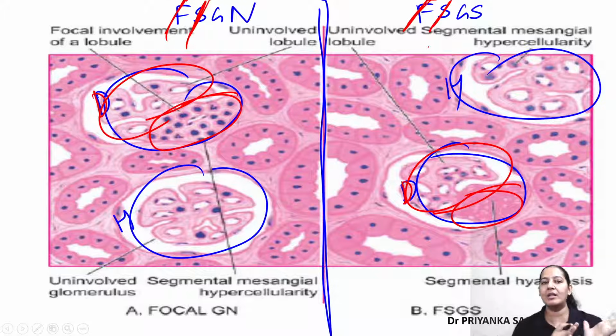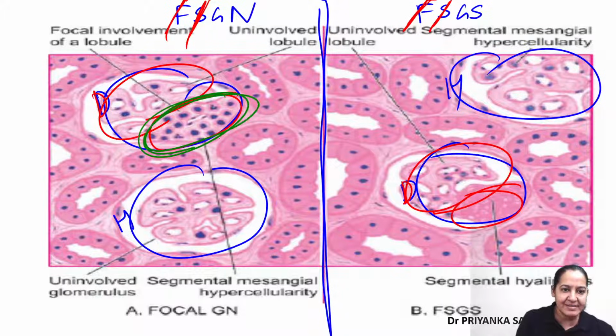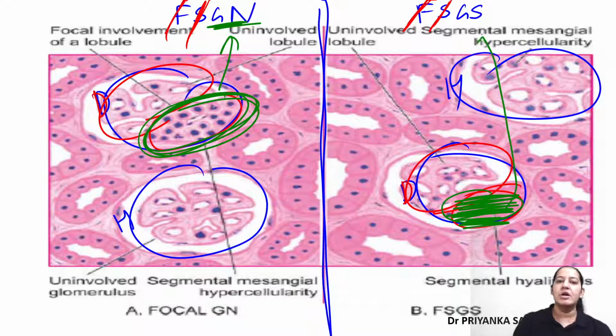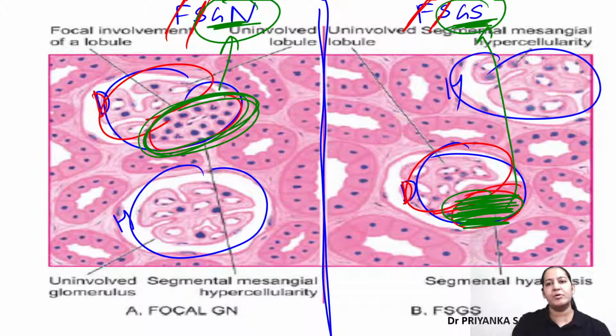So the disease is focal, the disease is segmental, but the disease is different. Here the problem is hypercellularity, that is glomerulonephritis, that is proliferation, and most of the cells are mesangial cells which are getting hyperproliferated. And here the problem is sclerosis. Half of the glomerulus gets solidified. It is hyalinized and sclerosed. So the problem is glomerulosclerosis. So that's why it is glomerulonephritis, it is glomerulosclerosis.